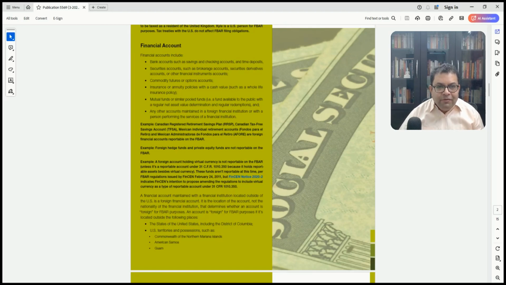Any deposits that you have with Indian banks. Securities, that means any brokerage accounts that you have in India, right? Any securities derivative, any financial instruments accounts, right? Commodity futures options, insurance.